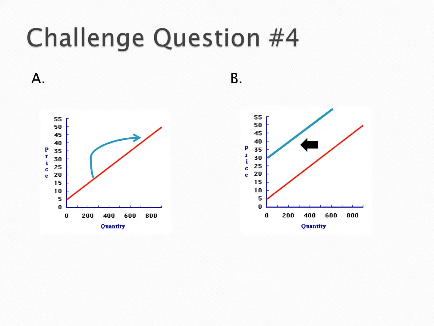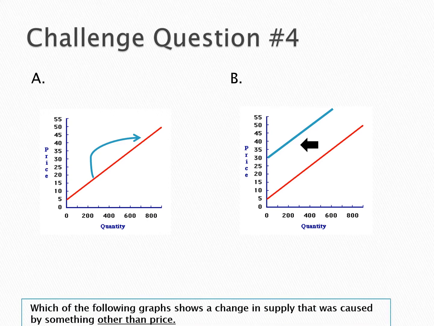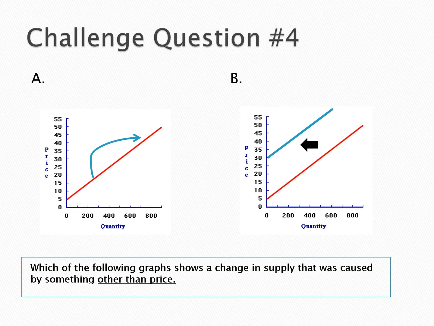Okay, so we are going to look at these in just a moment, but quick challenge question. Which of the following graphs shows a change in supply that was caused by something other than price? Well, graph A, you should think, okay, it's a price change because we have one line with an arrow going up, which means price went up. This one is a change in supply by one of the 6 factors we're going to look at in a minute. And you should be able to tell right away, in this graph, this shows supply decreasing. Left is less.